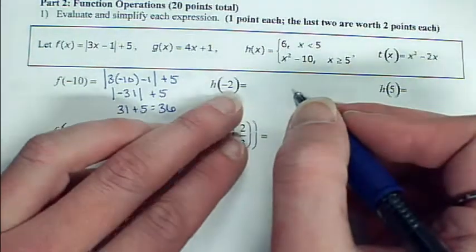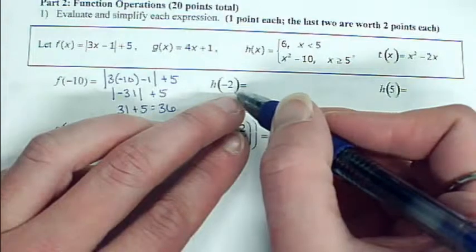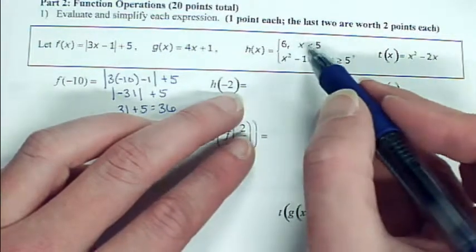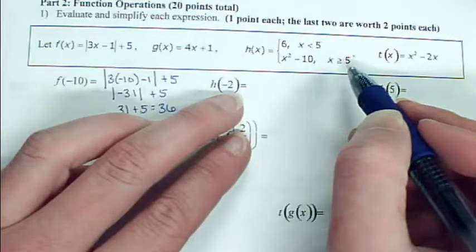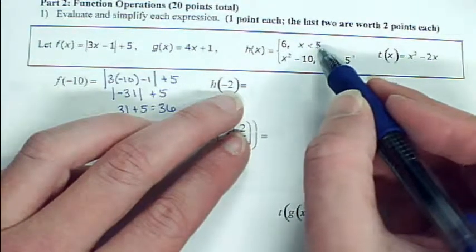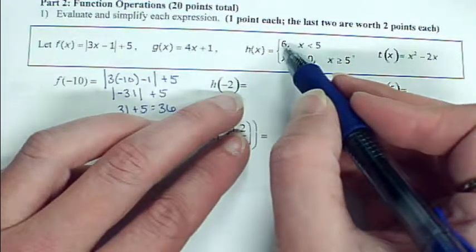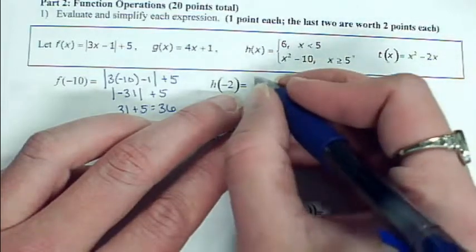Next one, h of -2. Now h is a piecewise function, so we need to see which piece -2 fits in. Is -2 less than 5 or greater than or equal to 5? Well, -2 is less than 5, so we look at this part. Oh, it's a constant. It means no matter what value we have that's less than 5, our output would just be 6.